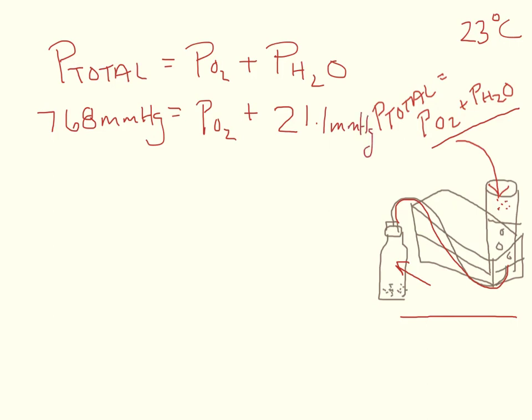And then you're just solving for X. You're just solving for the pressure of the oxygen. And so that's going to give you 746.9 millimeters of mercury.